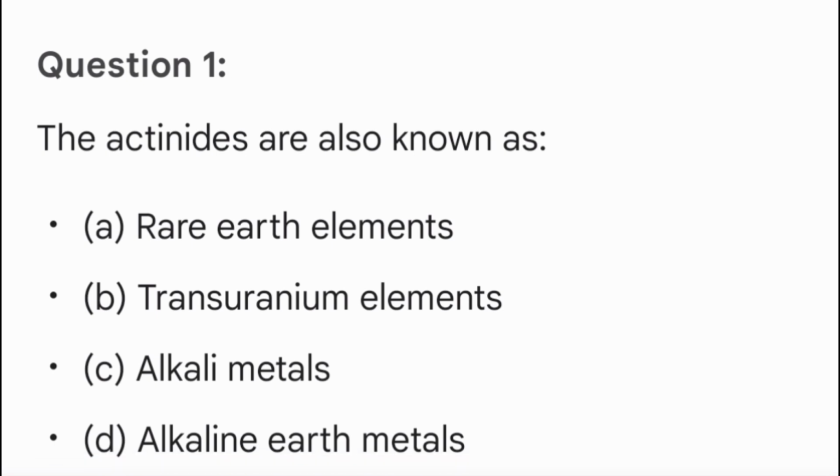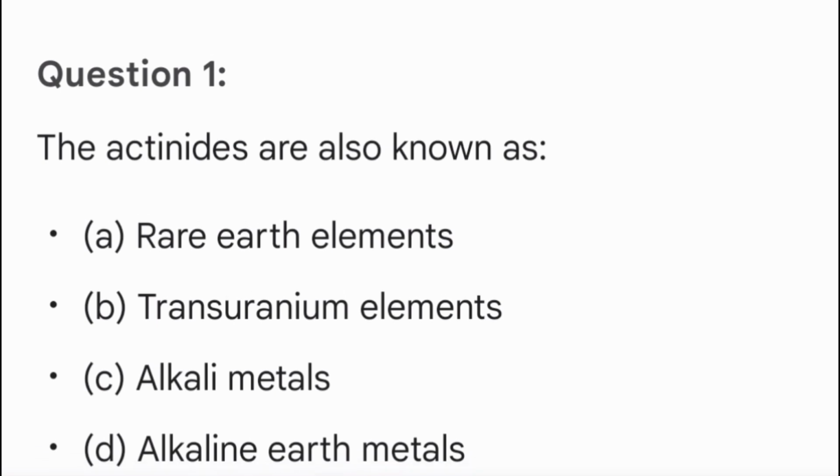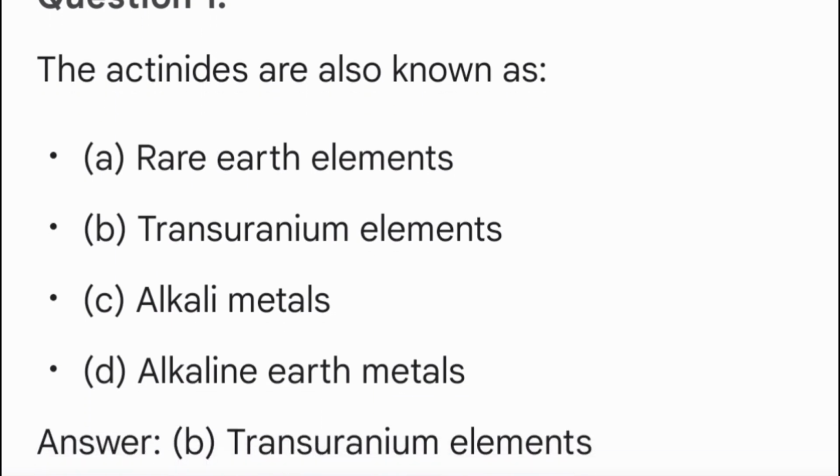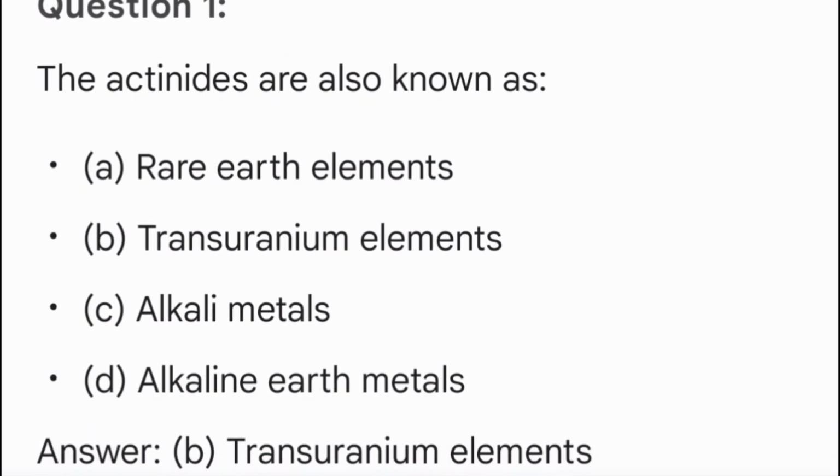Actinides. Objective questions. Question 1. The actinides are also known as A. Rare earth elements, B. Transuranium elements, C. Alkali metals, D. Alkaline earth metals. Answer B. Transuranium elements.